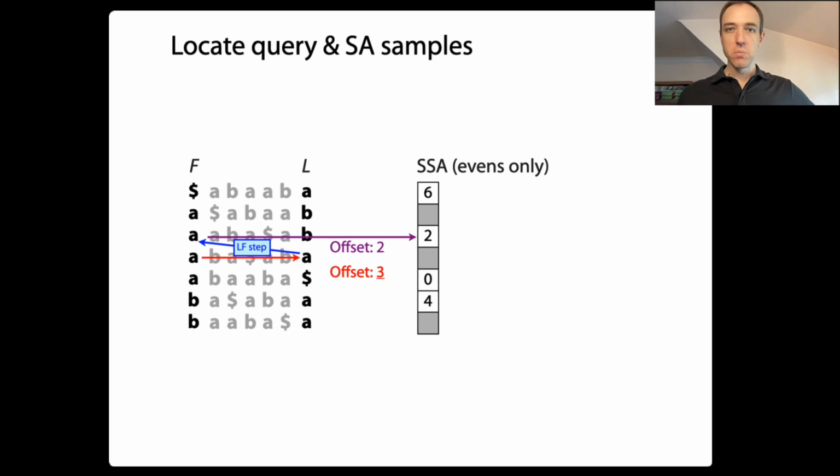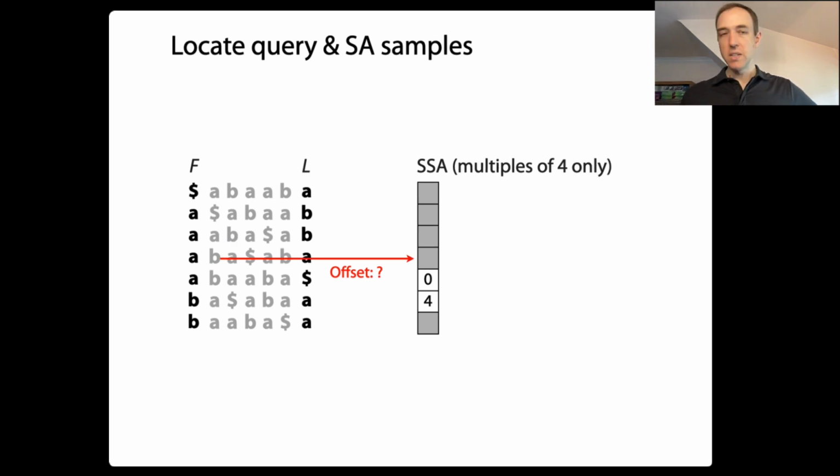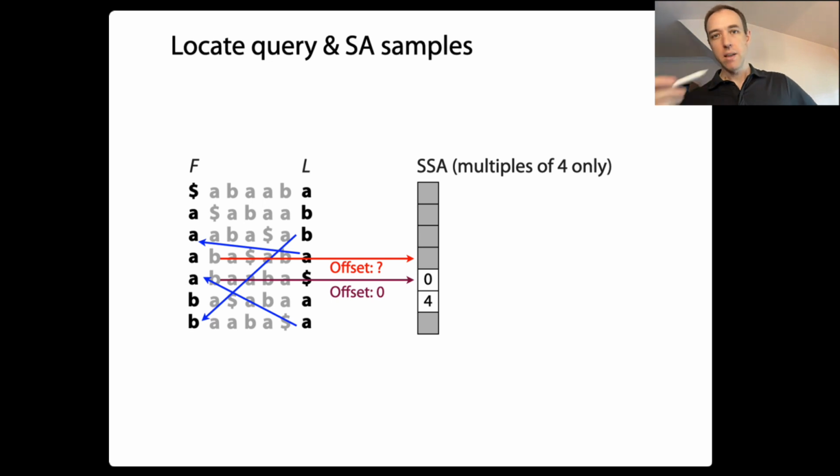Okay, and this principle worked regardless of what the sampling interval was, right? So we could have done evens only, we could have done multiples of 4 only, for example. So here I've kept only 0 and 4 as the offsets in the suffix array. That's okay. Even when it comes time to look up this offset here, we just repeatedly invoke the LF mapping until we arrive at a row of the Burrows-Wheeler matrix for which we've kept a suffix array sample, and then add the number of steps we had to take to get to that row.